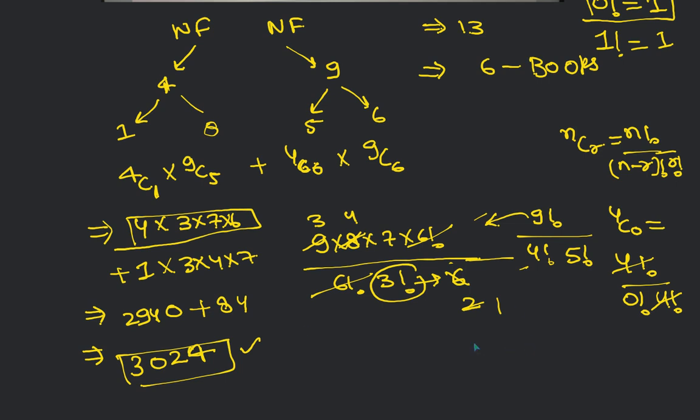So 4 times 3 is 12. 12 times 6 is 72. I guess I am wrong. 7 times 2 is 14. 7 times 4 is 28. 294, you are getting, I guess, right? You are getting what number here? 294, right?